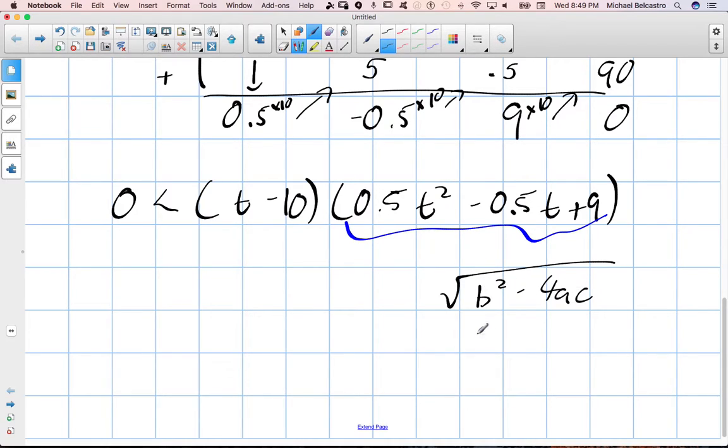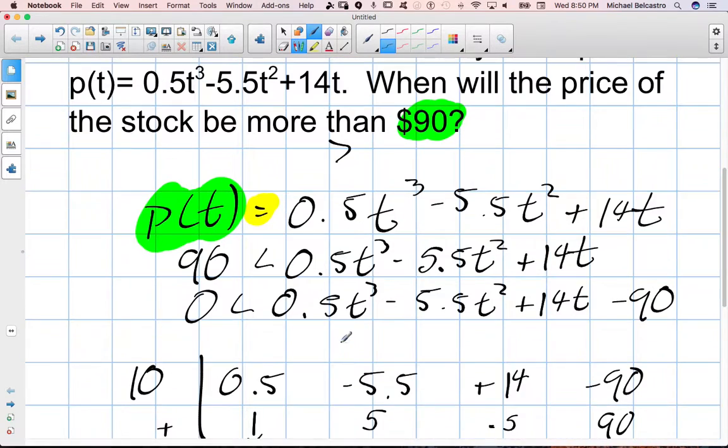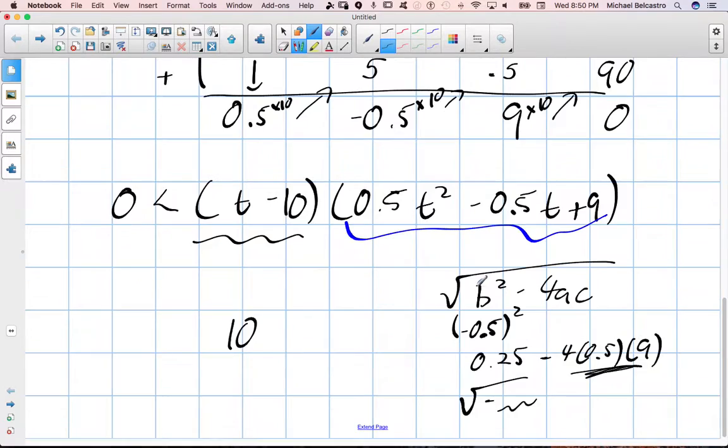So b squared, that's negative 0.5 squared, which gives you 0.25. Subtract 4 times 0.5 times 9, which gives us a much larger value. So we are going to have a negative under the square root. That means this is not factorable, and the only factor of this equation is the value of 10. Well, what is 10 representing in our equation?